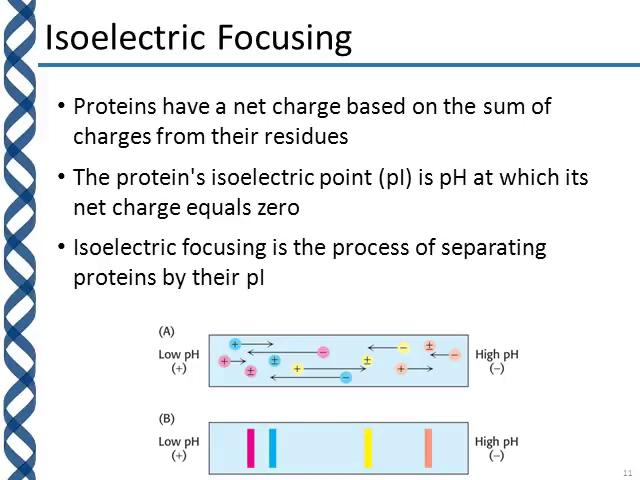And in B, once they find this point where their net charge is now 0, since their charge is 0, they cannot move toward either the positive or the negative electrode, so they become stationary. And this then allows you to determine what the protein's isoelectric point is.